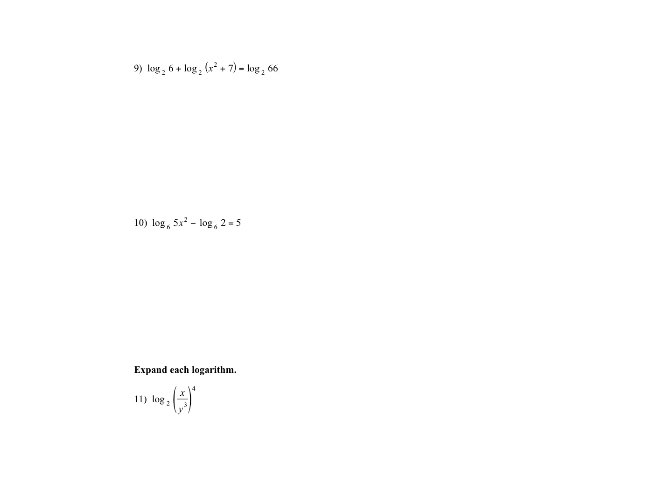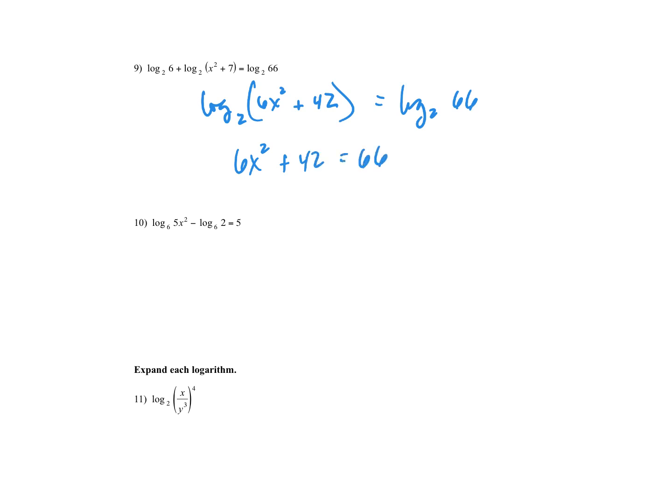So here you have a plus, so you also have a multiplication. So you change it into one log base 2 of 6x squared, you multiplied the 2, and 6 times 7 is 42, equals log base 2 of 66. Now you can go ahead and put that 6x squared plus 42 equals 66, because you have a log on both sides. When you subtract 42 from 66, you get 6x squared equals 24.